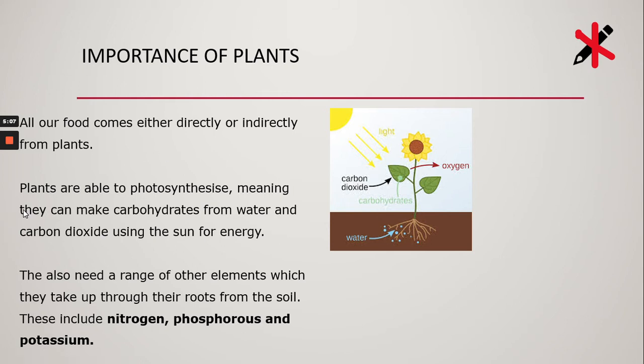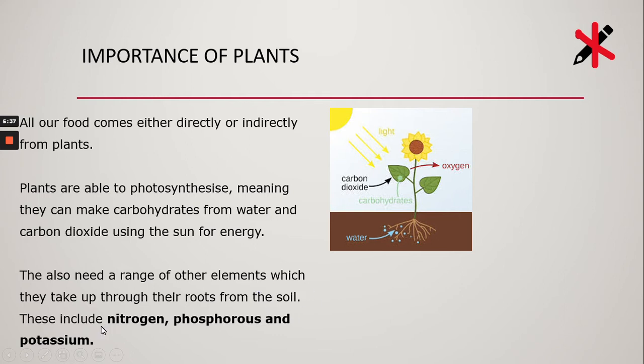And plants are able to photosynthesize, meaning they can make carbohydrates from water. They can take in water through their roots, carbon dioxide from the air, and using the sun for energy, they can turn these raw materials into carbohydrates and proteins and other things as well. So as well as taking in carbon dioxide and water, plants also need a range of other elements, and they take these up through their roots from the soil.